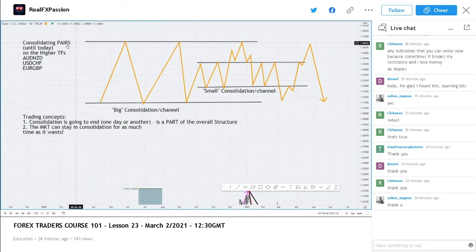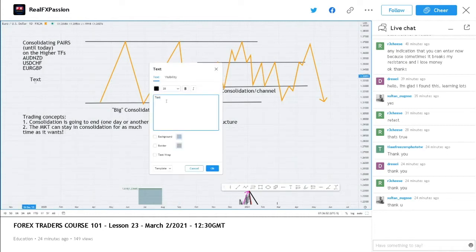So the pairs on the higher time frame, AUD, NZD, USD, CHF, Euro, GBP. But remember, here I'm going to put a star: we can find consolidation on every pair, on smaller time frames too, like daily, 2 hour, etc.